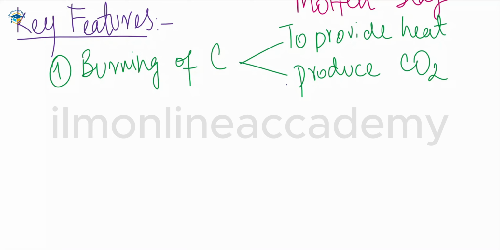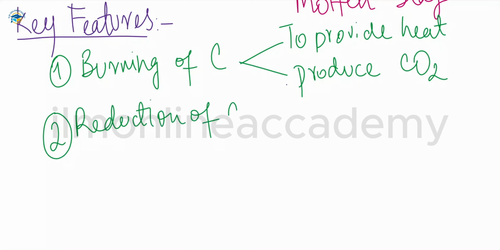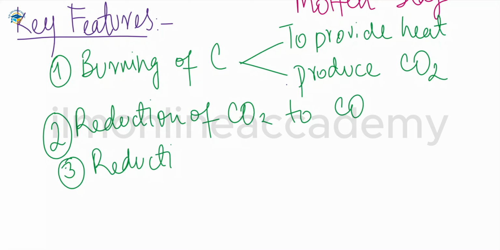The second is the reduction of carbon dioxide to carbon monoxide, because carbon monoxide reacts with the iron ore or hematite. The third step is the reduction of iron oxide, the ore, by carbon monoxide. And this is the third important feature. And next is the thermal decomposition of calcium carbonate.